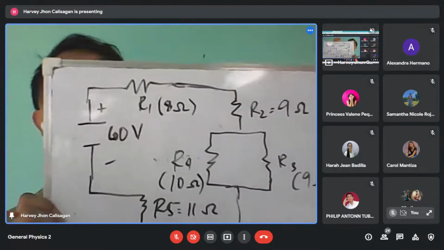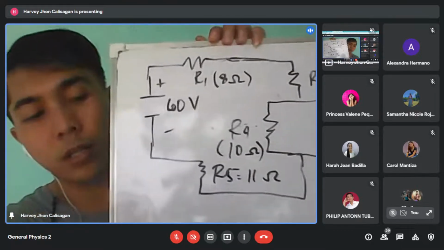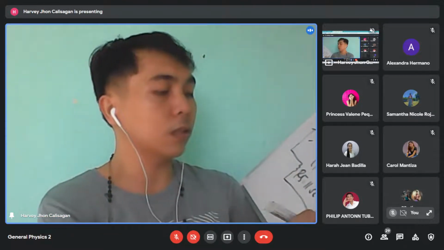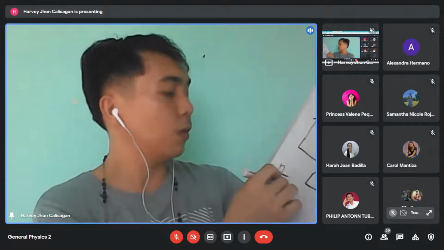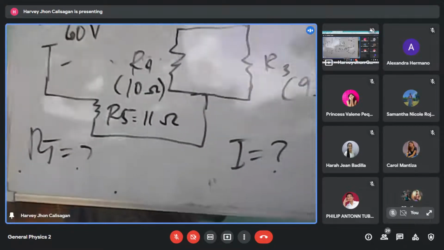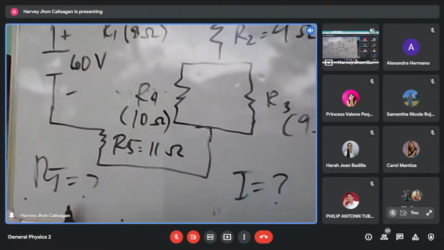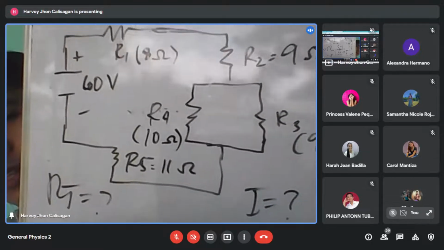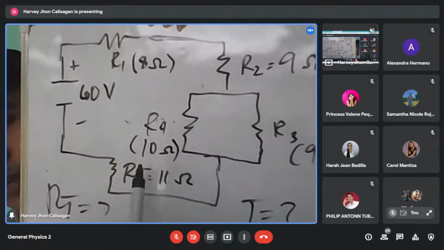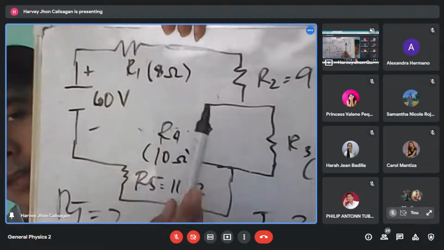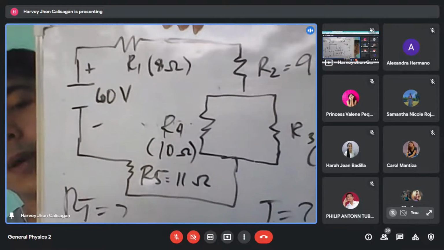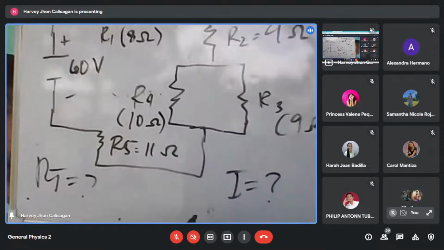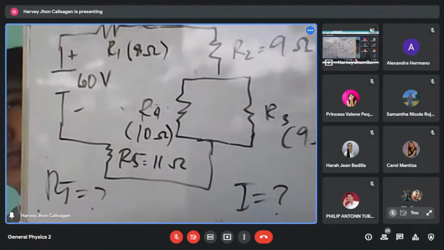Okay, try to calculate the current then, because our current here is missing, right? We're looking for the current here. So we're looking for these two: the current and, of course, our total resistance. So how do we calculate the total resistance? Of course, we start with what is in the illustration. Once we solve the total resistance of everything in a series circuit, we can now find the current.